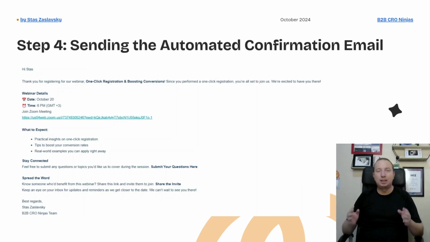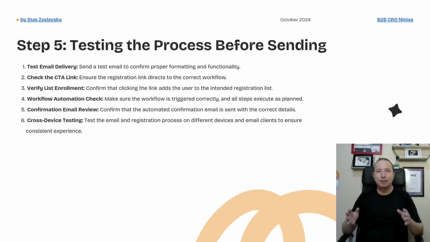Step 4, send the confirmation email with details. Once they're registered, make sure they get a confirmation email with all the relevant webinar details: date, time, topic, and link to join. You can automate this confirmation email through HubSpot or Zoom. Step 5, test it before you launch. Before sending out your email to your full list, do some tests to ensure everything works. Make sure that when you click the link, it adds you to the correct list, enrolls you in the workflow, and sends you the confirmation email as expected.